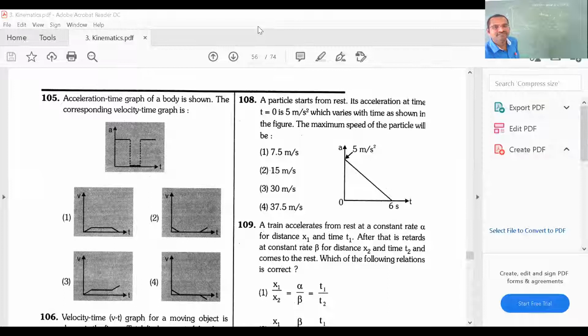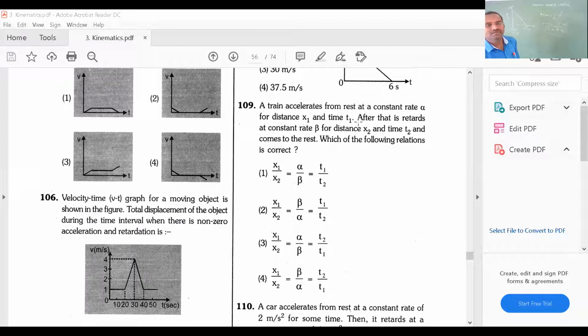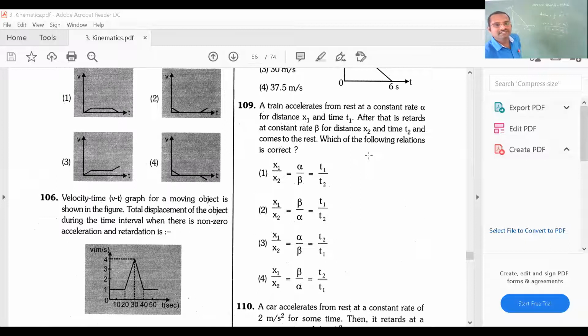Maximum number of students are sending the answer 15. Good. So option B is the right answer. Very good. Next, question number 109. Two questions are there, let us do fast.